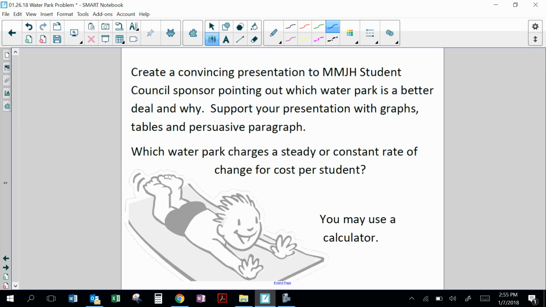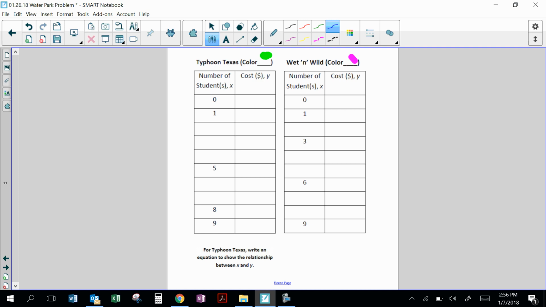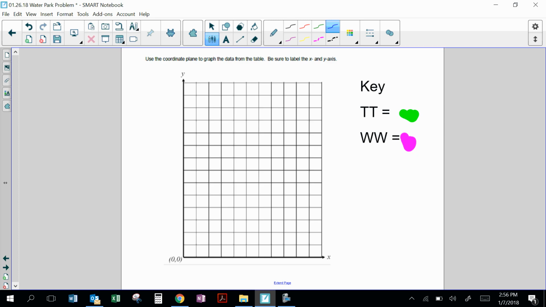You're going to create a convincing presentation to the Mamie Junior High Student Council sponsor, pointing out which water park is a better deal and why. Support your presentation with graphs, tables, and a persuasive paragraph. Which water park charges a steady or constant rate of change for cost per student? You may use a calculator. So you're going to create a table. And then for Typhoon Texas, you're going to write an equation to show the relationship between x and y. And then you are going to graph it.